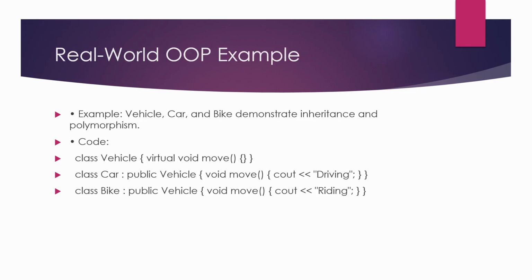Let's consider a real-world example of inheritance and polymorphism. We can create a class Vehicle with a move method. Then we define two subclasses, Car and Bike, that each override the move method to provide specific functionality. This demonstrates how polymorphism allows us to treat different types of vehicles as a common Vehicle object while each performs its own action.